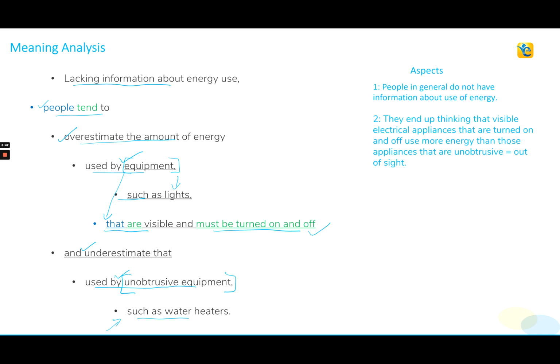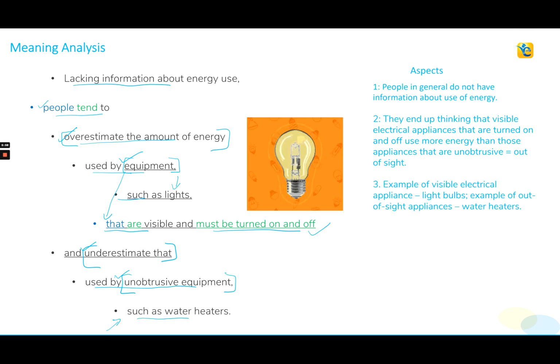That's what we understand by the expressions overestimate the amount of energy and underestimate the amount of energy. And then we see that the author presents examples of these two different kinds of appliances. Visible equipment must be turned on and off, like electric light bulbs. We do that all the time. And for unobtrusive equipment, the author presents the example of water heaters, central water heaters that are used in the US. So the way the sentence is written, the meaning is absolutely clear. It is logical. No issues in understanding the meaning.